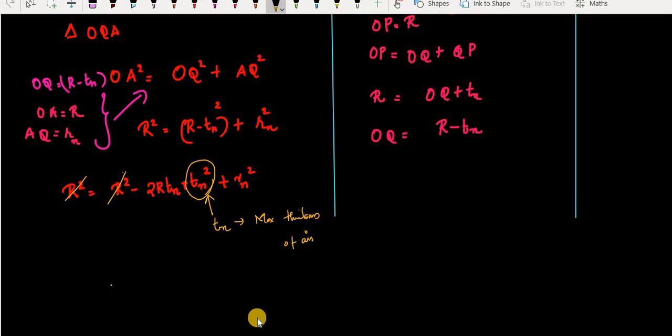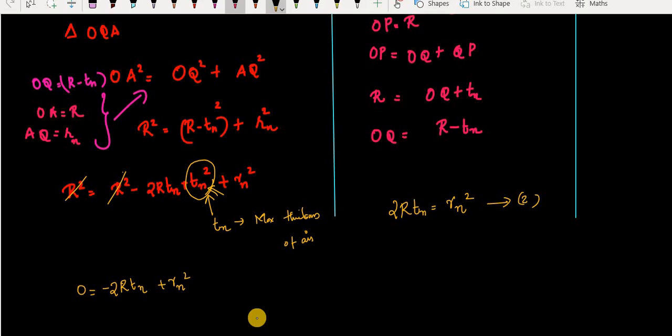So we can write 2R minus 2RTn plus Rn square equal to 0. Because this Tn is a very small value, squaring it we will get a very small value again. So we can neglect this Tn square term, and we can rewrite this equation as minus 2RTn plus Rn square equals 0, that is, 2RTn is equal to Rn square. And this is equation number 2.